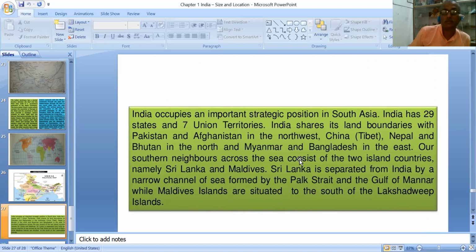India occupies a very important strategic position in South Asia. India has many states. Recently we have also added 3 more union territories under 29 states, and Pakistan, Afghanistan, Northwest China, Nepal, Bhutan. These are the countries which are there. And Bangladesh in the East. Our southern neighbors across the sea consist of island countries, namely Sri Lanka and Maldives. All of them are connected to India.